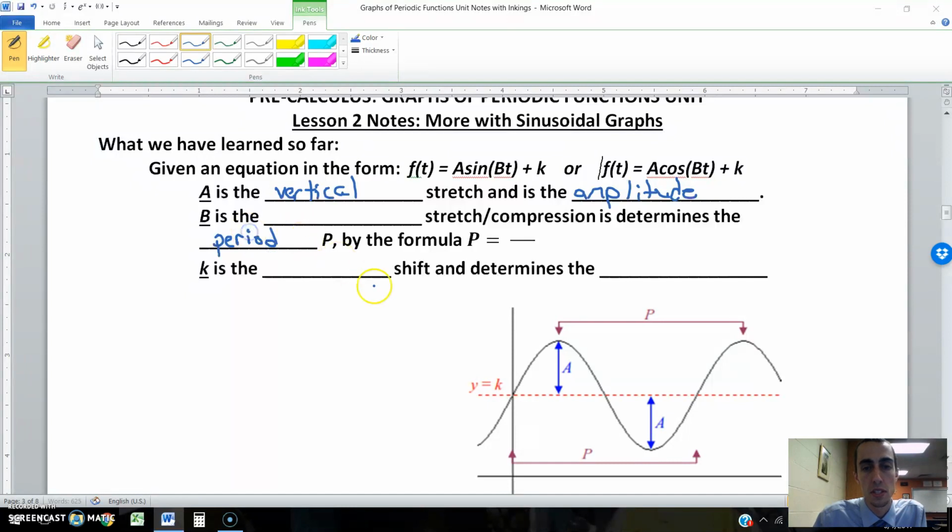Now the period describes something about the horizontalness of the graph. We can see in the diagram below. The period is the distance that it takes for a graph to repeat. So it has something to do with the horizontalness. A change in period results in a horizontal stretch or compression.